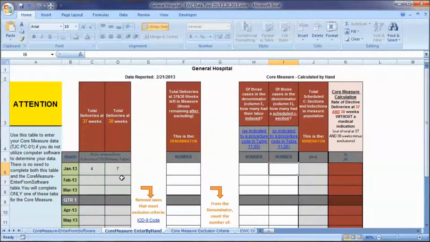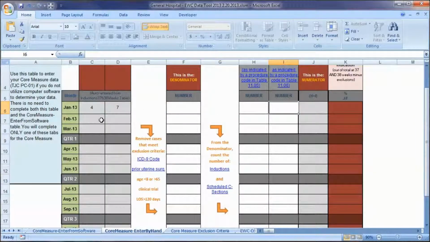To determine the core measure denominator in column F, you will take the total of the 37 and 38 week deliveries, in this case 11. Of those 11 cases, remove cases that meet exclusion criteria. The Joint Commission excludes certain women from the measure population if they possibly have a reason for an early elective delivery.